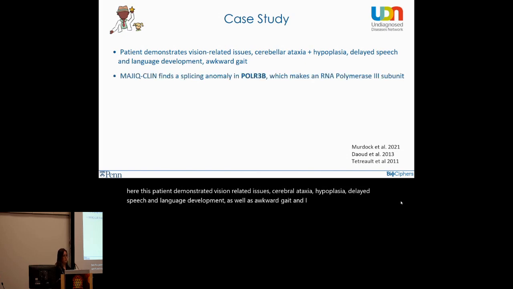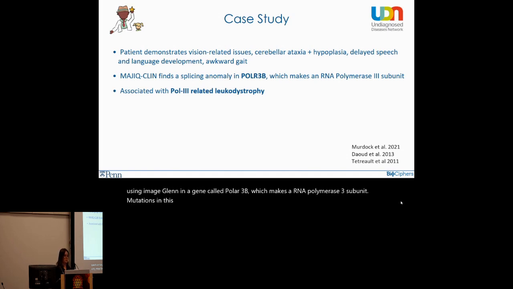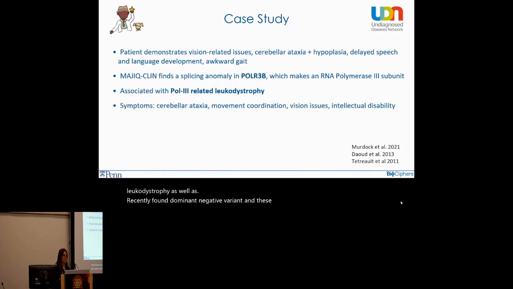And I found a splicing anomaly using MAJIQ-CLIN in a gene called POLR3B, which makes an RNA polymerase 3 subunit. Mutations in this gene have been associated by ClinVar with POLR3-related leukodystrophy, as well as a recently found dominant negative variant. And these symptoms associated with this disease fit quite well with the patient presentation.